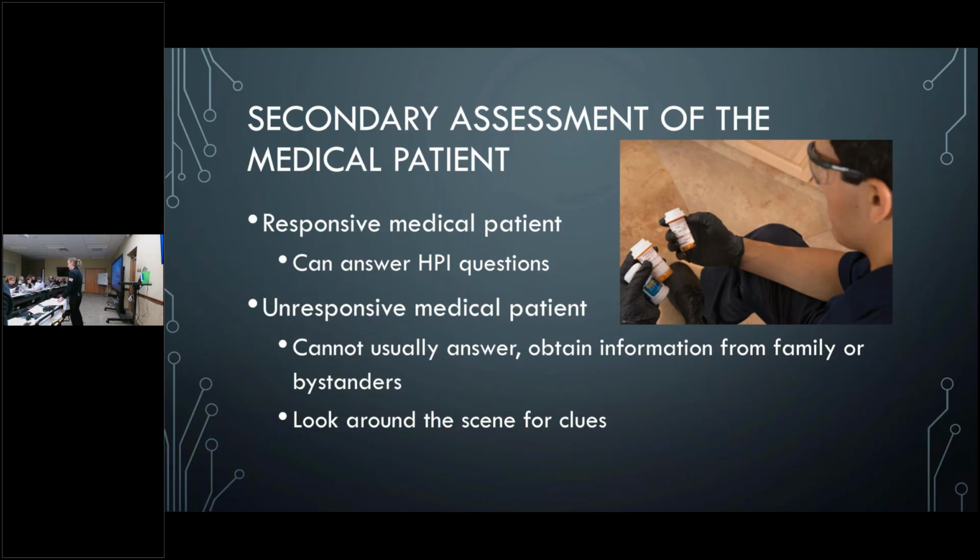So whenever we're talking about the medical patient, a lot of times they can answer our questions if they're responsive, obviously. So this is where we bring in that OPQRST. This is where that sheet differs from medical to trauma. So we're going to do the OPQRST and the SAMPLE questions. Look around the scene for clues, medication bottles. That's a big thing. Any bystanders or family members on scene that might be able to clue you in on what's going on, that's very, very helpful.